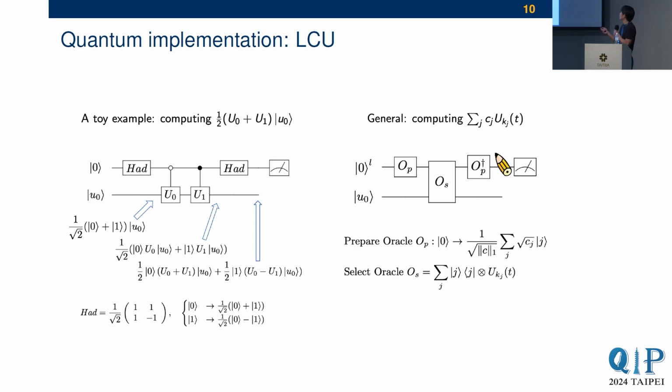More generally, if you want to implement a linear combination of unitaries in this way, then you need a so-called prepare oracle and a select oracle, and you just compute. You'll realize that if you mirror this and obtain 0, you can have a block encoding of the linear combination of unitaries. That, as I said, is when you have abundant quantum resources and can implement this.